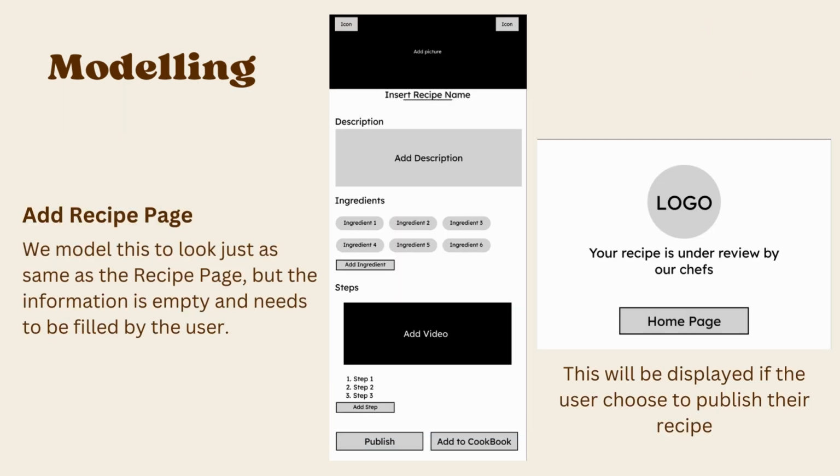And on the add recipe page, it's modeled to look exactly like the recipe page, but the information is empty and it needs to be filled in by the user. At the bottom, there is a publish and add to cookbook button. When you click add to cookbook, the recipe is added to your personal cookbook, whereas publish sends it to our list of approved chefs that will authenticate and verify your recipe to make sure it is suitable to be on the app.